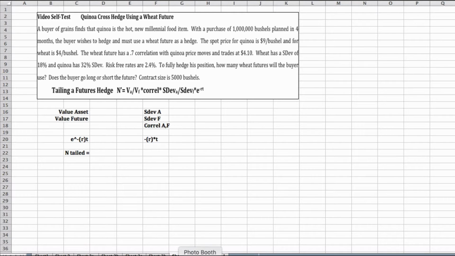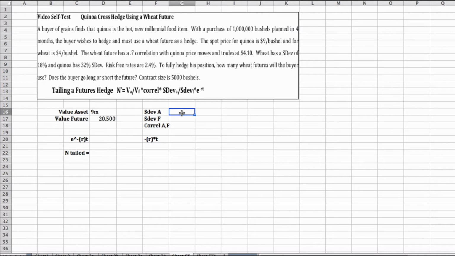So we would fill in the value of the asset. What did we say? It's $9 price and 1,000,000 bushels. The future, 410 is the futures price, and the futures contract size is 5,000. So if you take the 5,000 and multiply it times the price, you now have the value of one wheat futures contract.